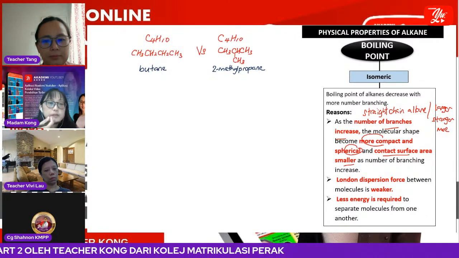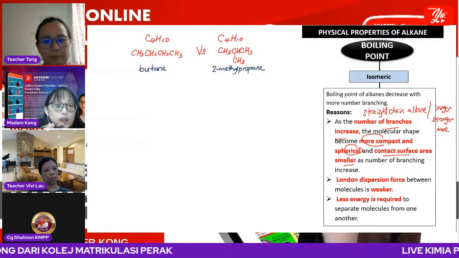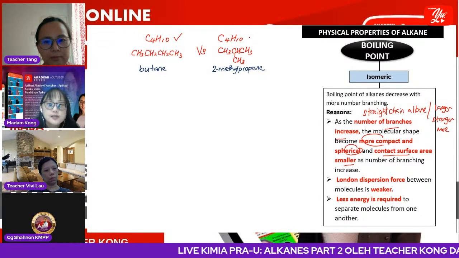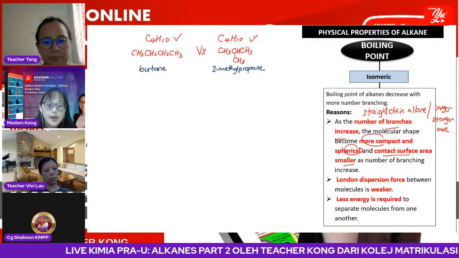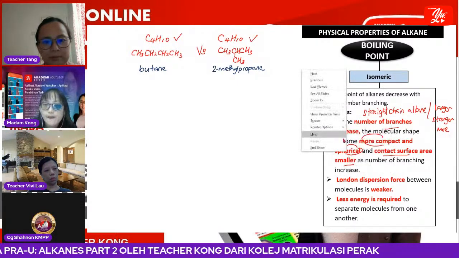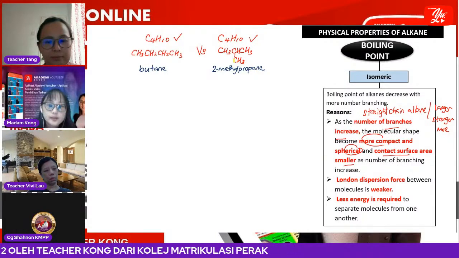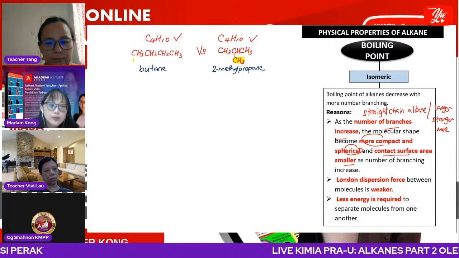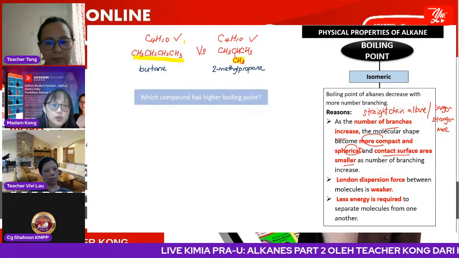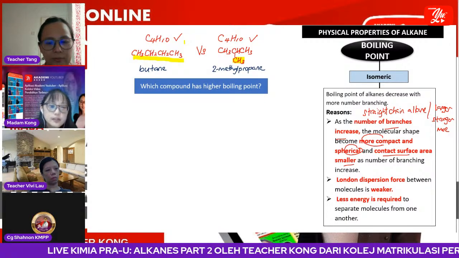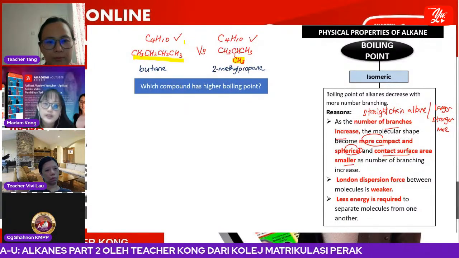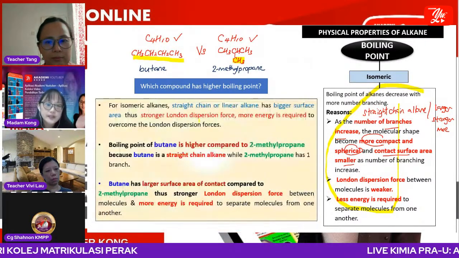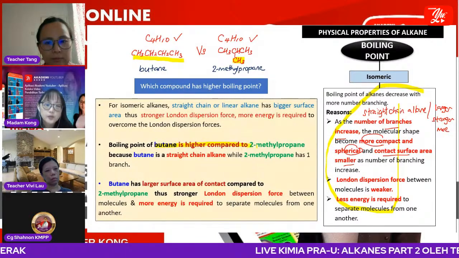So now, what is the example? This example is like this: butane and 2-methylpropane. They have the same molecular size, C4H10. But for 2-methylpropane, there is one branch, while butane is a straight chain compound. So which compound has the higher boiling point? The answer should be no problem for you already. If you look at the explanation over here, you know already. The answer is that butane is higher compared to 2-methylpropane.